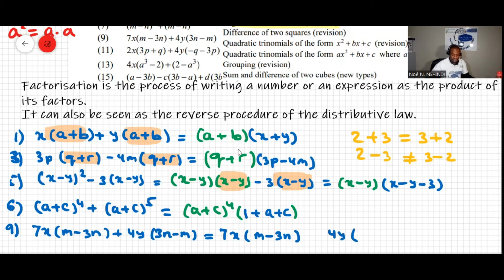I will change this 3n minus m to m. You see what I'm going to do? I'm going to change this one to m minus 3, okay? Because I want to get it the same as this part. But then when I do that, we change the sign, the positive sign here, it will become negative, okay? It's going to become negative.